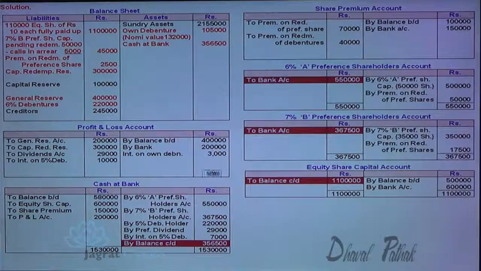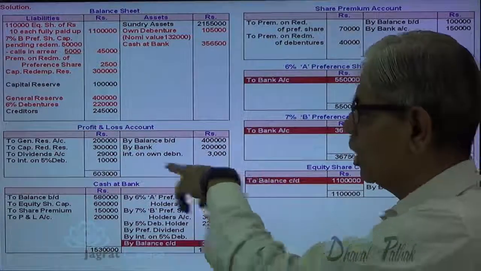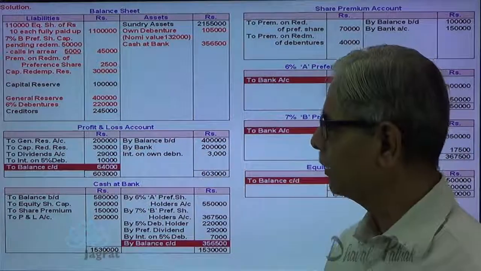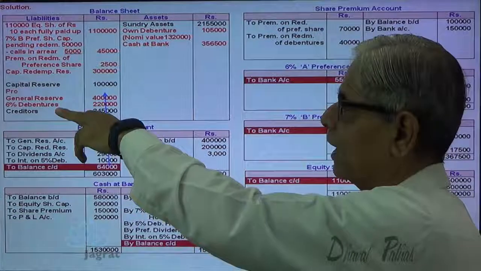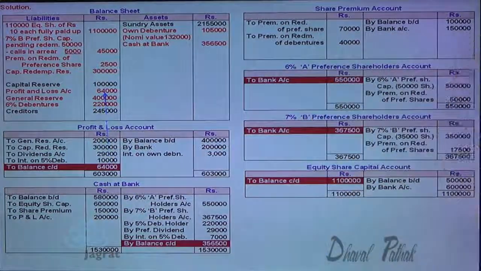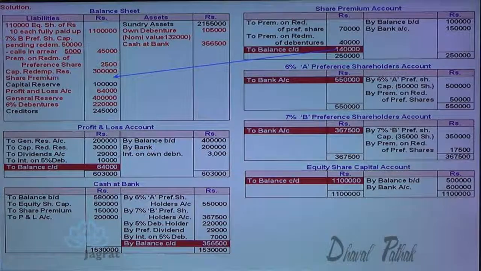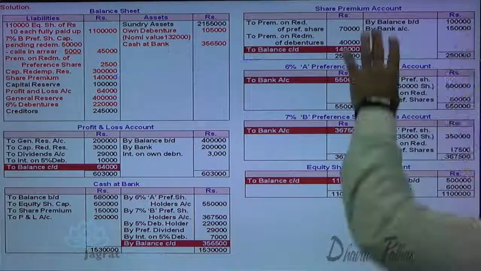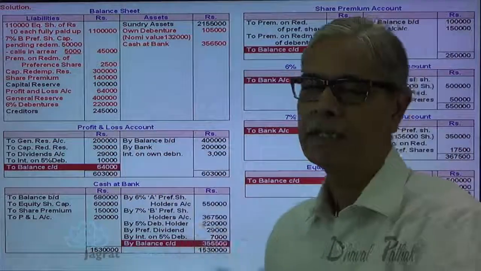So this closing balance of cash and bank balance will appear in the balance sheet. Now security premium account will be closed. Or profit and loss account: total of credit minus total of debit. The balance of profit and loss account, 64,000, I write on the liability side. This is security premium, 1,40,000 security premium. All these accounts are closed. Cash and bank, everything is closed.